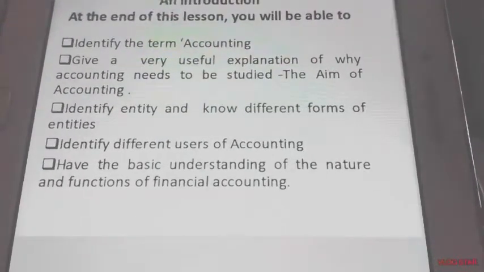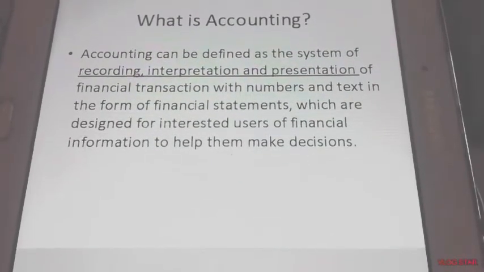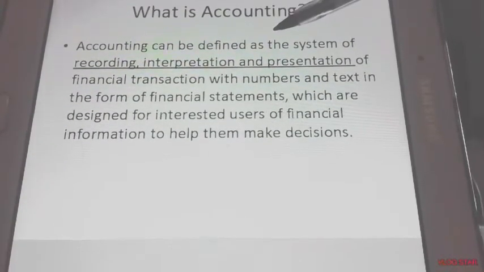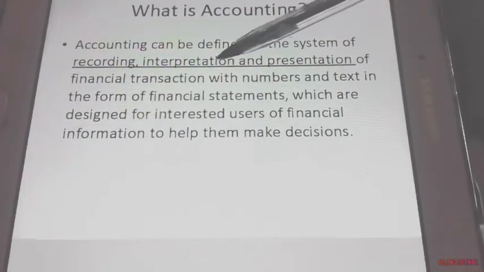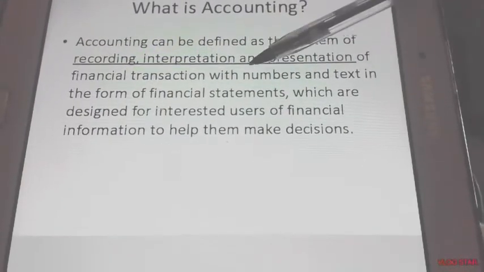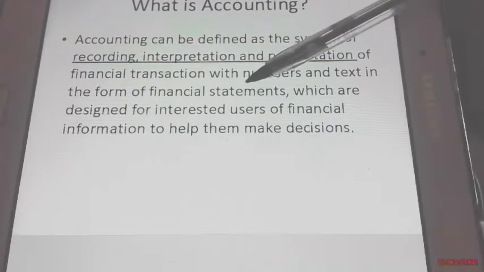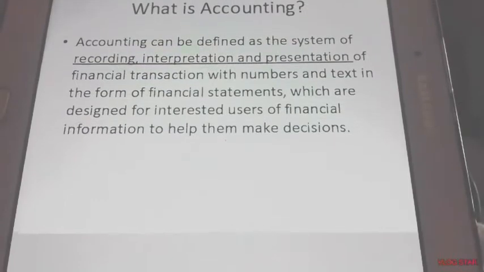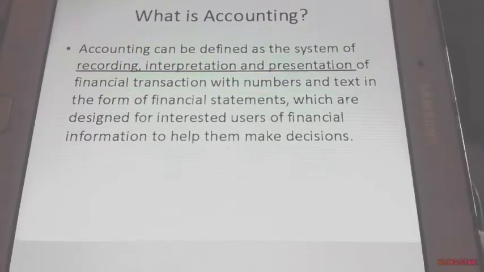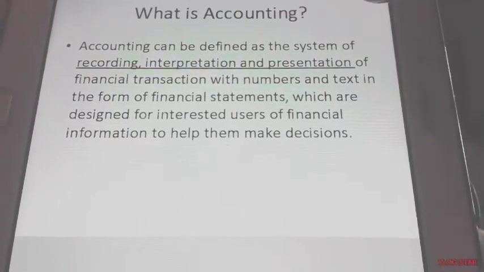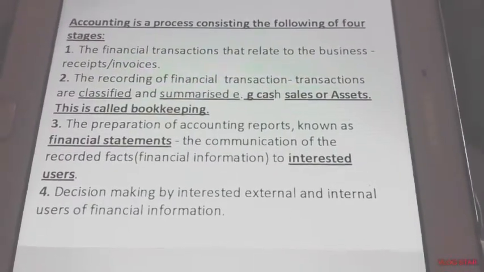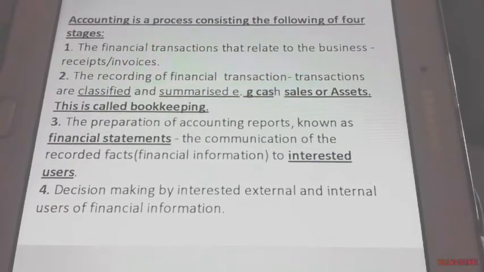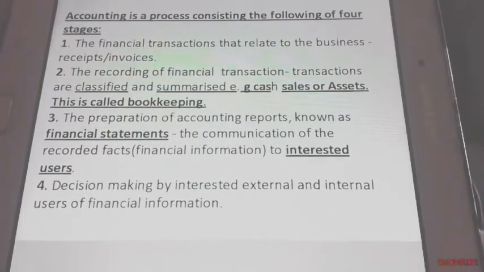So let's continue with the definition of accounting. Accounting can be defined as the system of recording, interpretation, and presentation of financial transactions with numbers and text in the form of financial statements, which are designed for interested users of financial information to help them make decisions. To get this definition, we need to look at the process of accounting. By looking at this process, you will be able to understand the definition of accounting.